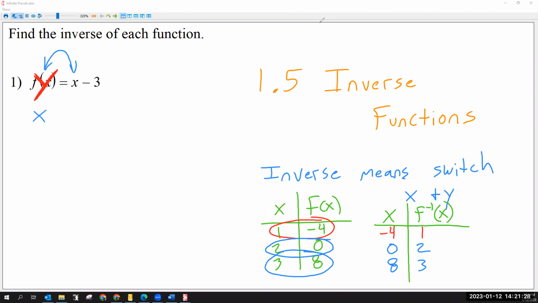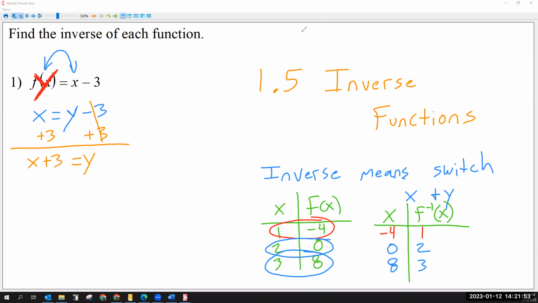So x equals y minus 3. Right, so x and y. So I switch the x and y. Now I'm going to solve for y. Well, that just means add 3 to both sides. Right? And so those cancel out. y equals x plus 3. And that is my inverse.